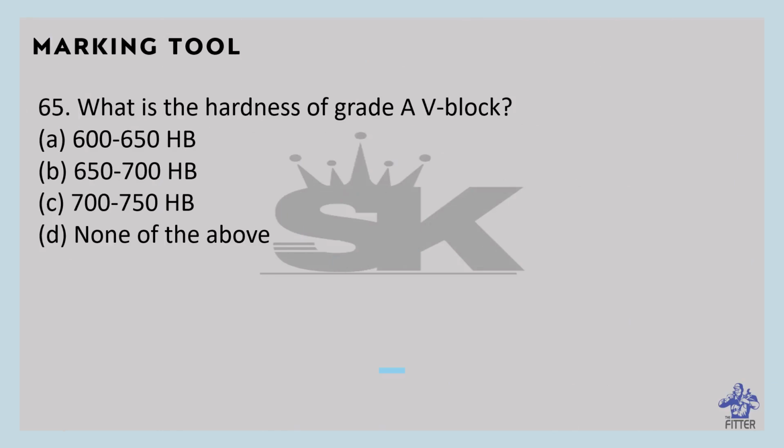What is the hardness of a grade A V block? That is 650 to 700. These blocks are more accurate and available only up to 100 length. They are made of high quality steel.